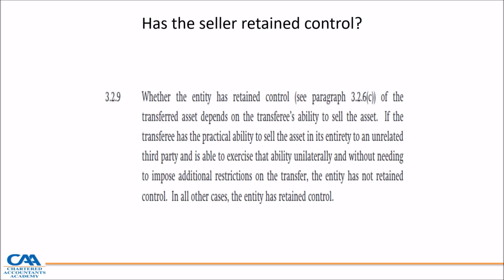So 3.2.9 guides you in determining whether the seller has retained control. If the transferee has the practical ability to sell the asset in its entirety to an unrelated third party, and is able to exercise that ability unilaterally and without needing to impose additional restrictions on transfer, the entity has not retained control. So we're basically saying that the moment you sell to someone, and the person you've sold to has the right to sell the entire asset without consulting with you, they basically have control.